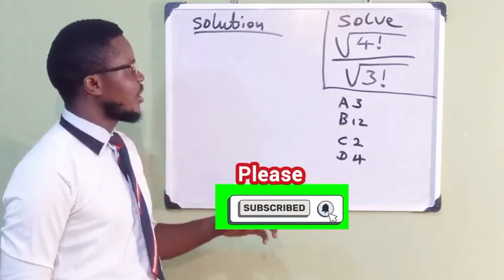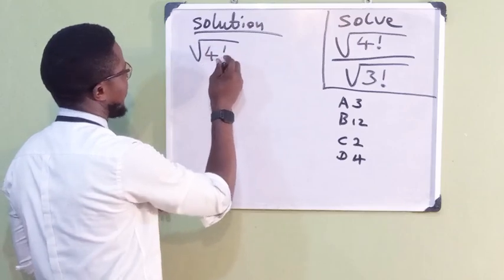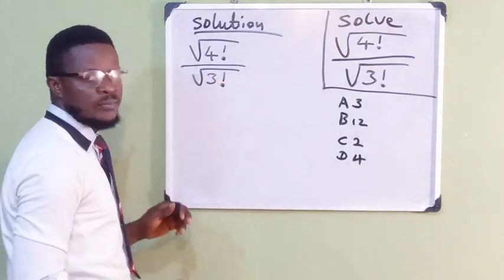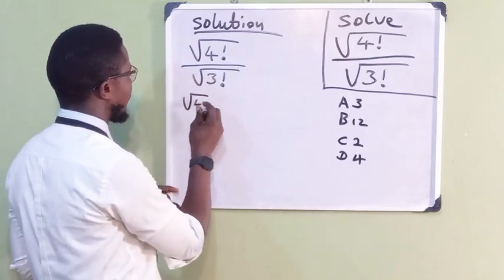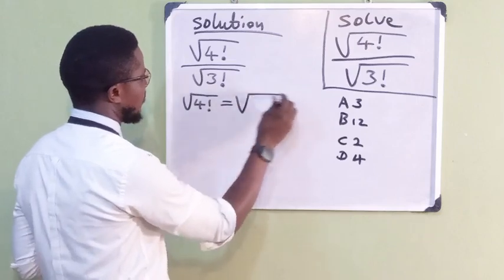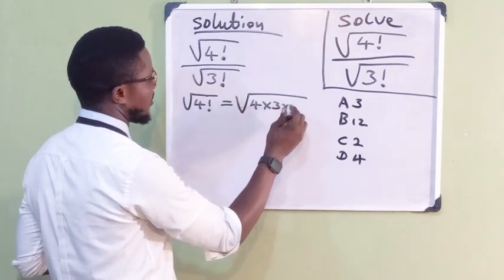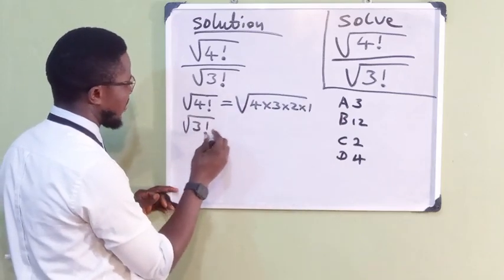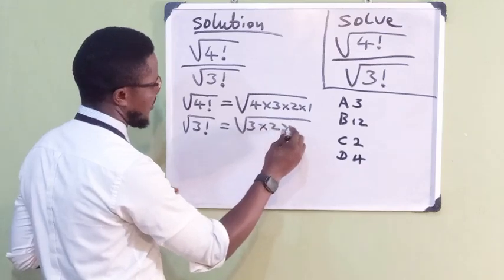Solution. We have square root of 4 factorial all over square root of 3 factorial. Remember that when you have factorials, what this means is that square root of 4 factorial is equal to square root of 4 times 3 times 2 times 1. And the square root of 3 factorial is equal to square root of 3 times 2 times 1.